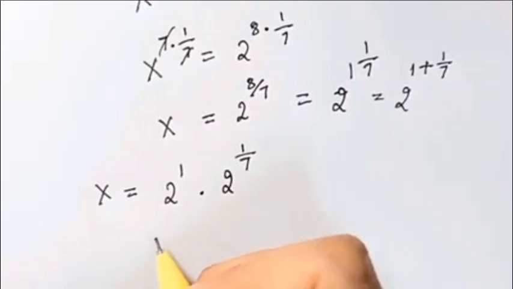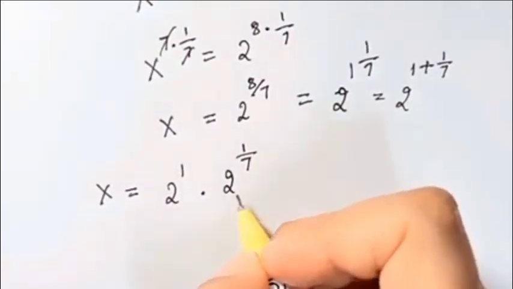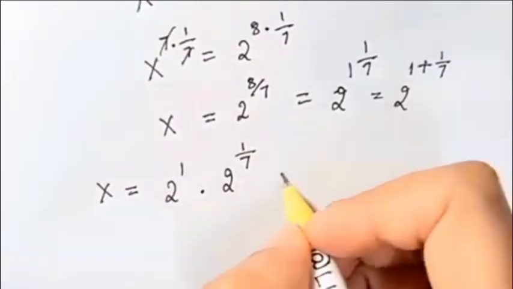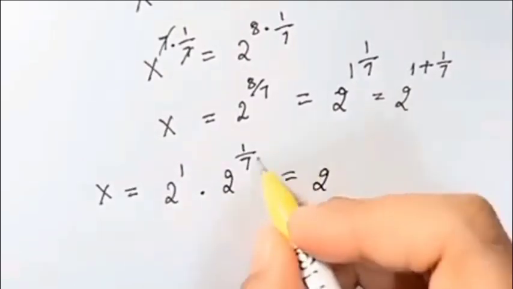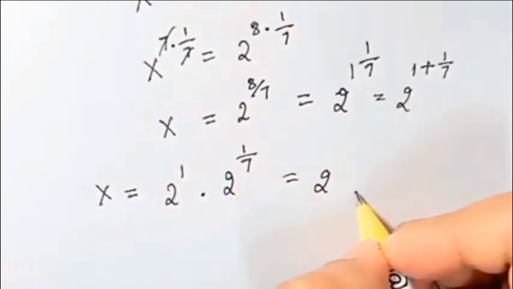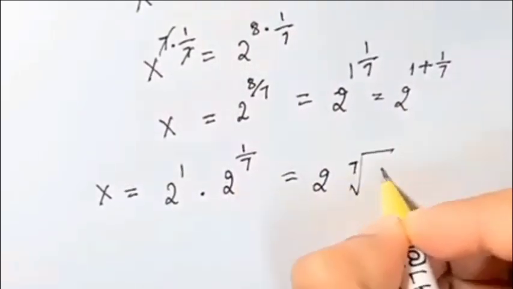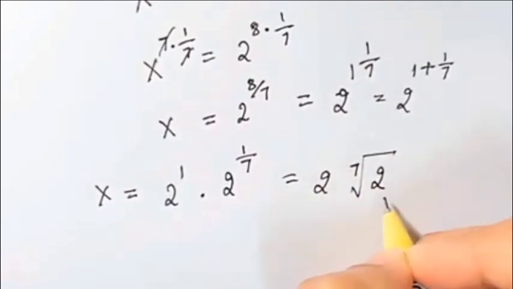Now, what do I have? 2 to the power of 1 times 2 to the power of 1 over 7. So this can be written as 2, and this is the 7th root of 2. So x is 2 times the 7th root of 2. So this is the answer.